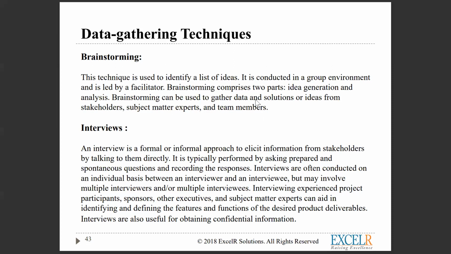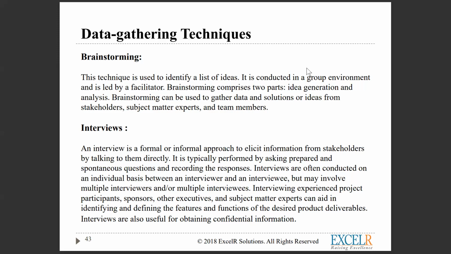Actually, you're just telling the data gathering techniques. We also discussed the tools, the techniques, and then we talked about program, project, and portfolio. And then tailoring, how we can tailor a project. Okay. Now coming to the data gathering techniques.